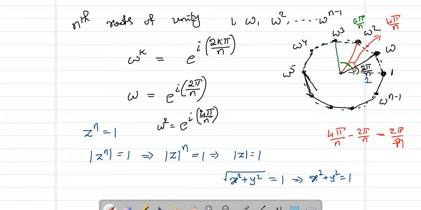And one more thing we can see. We came to know that 1, omega, omega square and omega power n are nth roots of unity and the solutions of z power n equal to 1. Now let us see what the properties related to it are. We know that these are all solutions of this equation, that is z power n equal to 1.